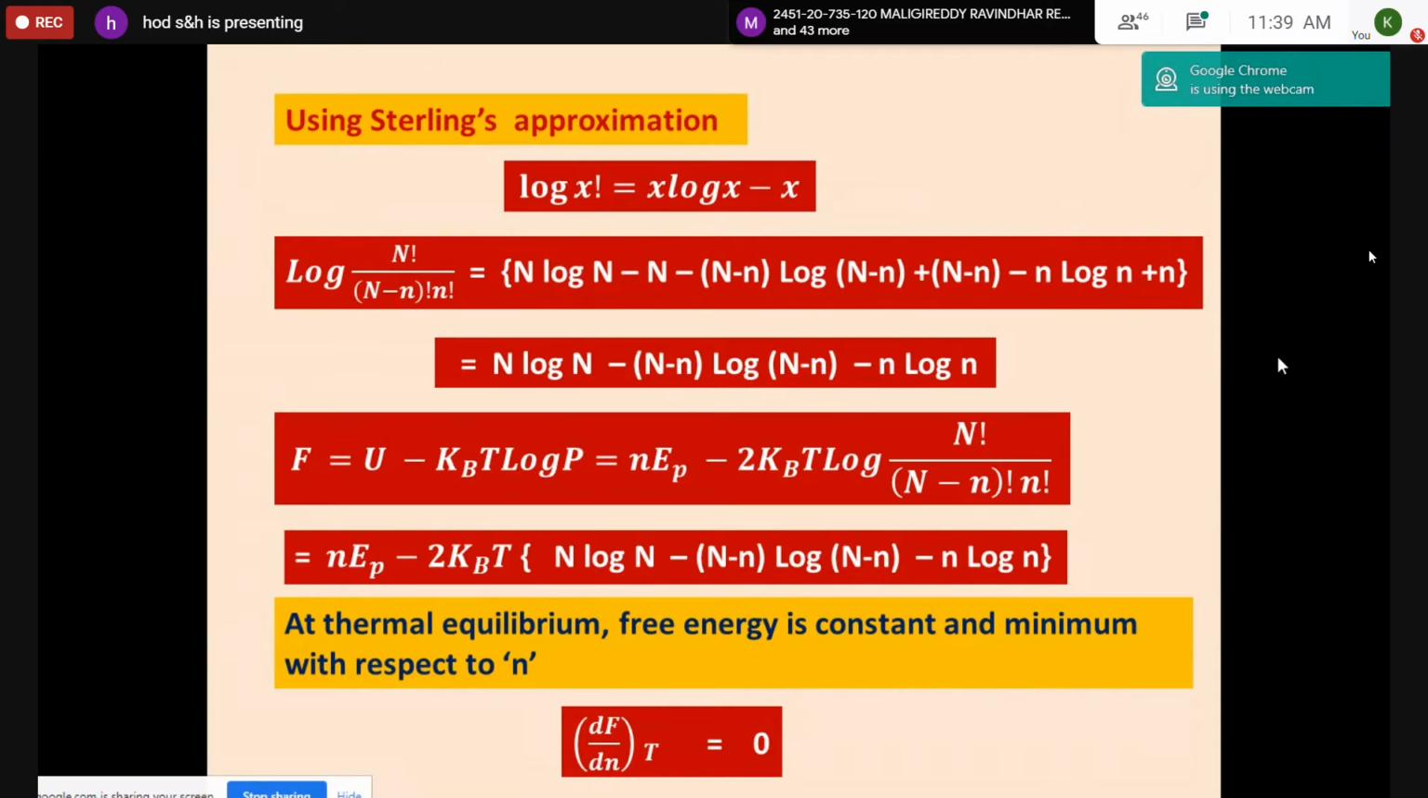So it can be N log N minus N in the first term, then minus of (N minus n) log (N minus n) minus (N minus n). Minus into minus becomes plus, so this is plus (N minus n). Then you have minus n log n factorial, that is minus n log n plus n. I took one or two steps directly because we can understand this easily. And cancelling the positive and negative terms, finally we are left with N log N minus (N minus n) log (N minus n) minus n log n.